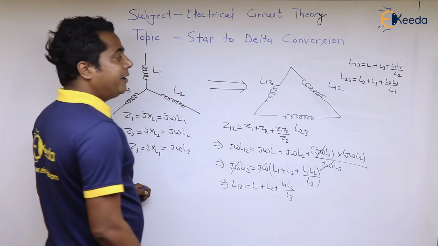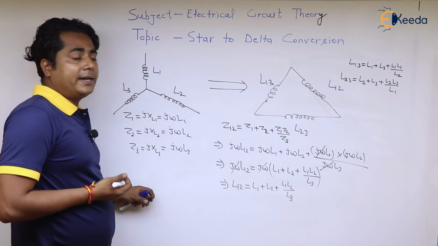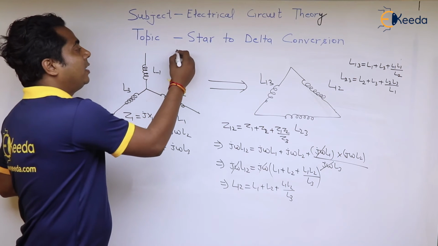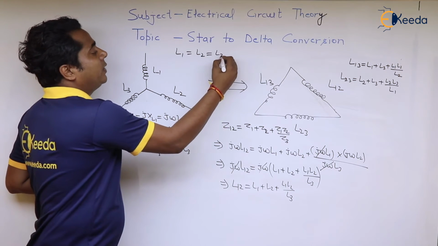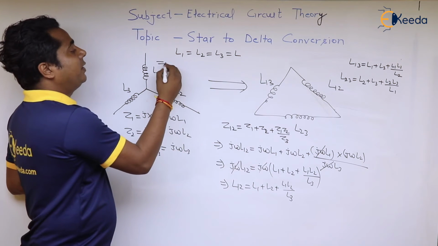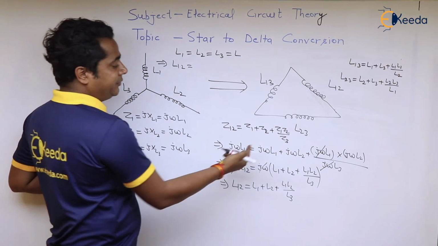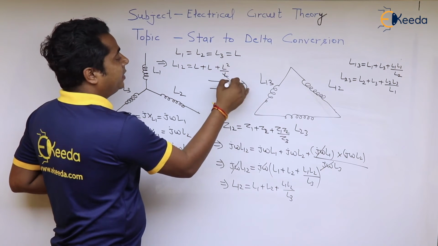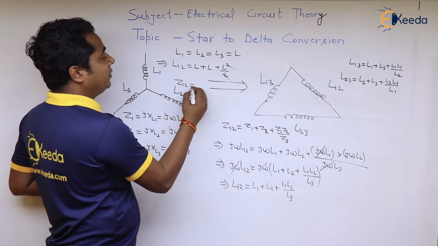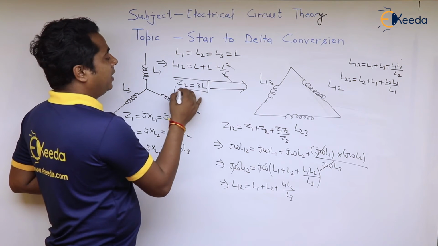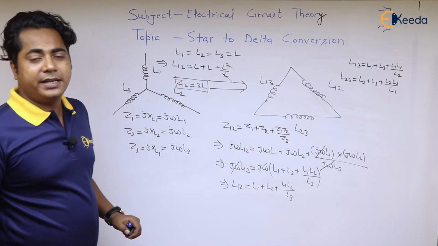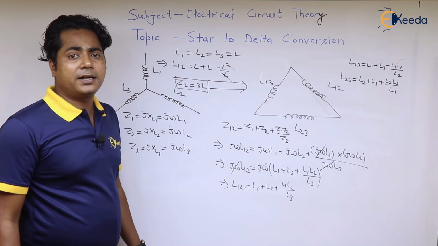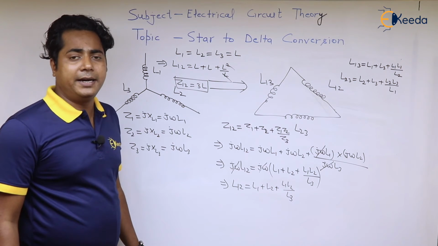L1. And if the value of all the inductance is same, means L1 is equal to L2 is equal to L3 is equal to L, then the value of L12 will be equal to, see from here, L plus L square by L, cancel out, L12 will be equal to 3L. It means when three same value of inductance are connected in star and we are converting into delta, then the inductance's value are increasing by 3 times.